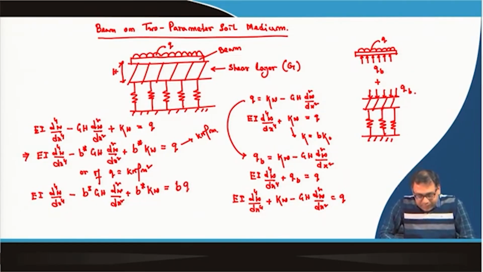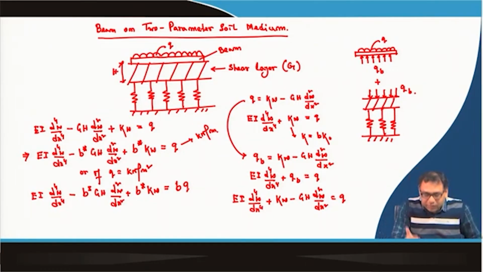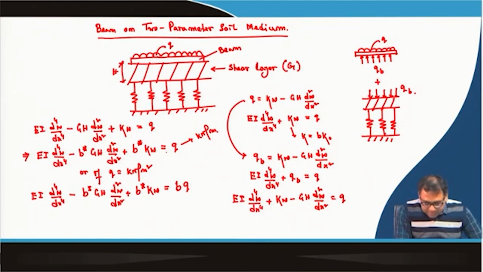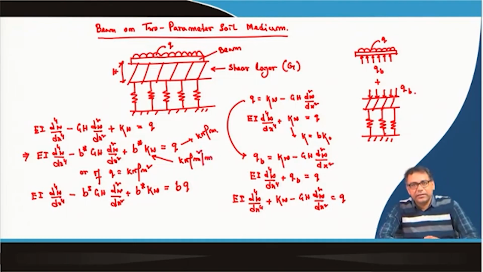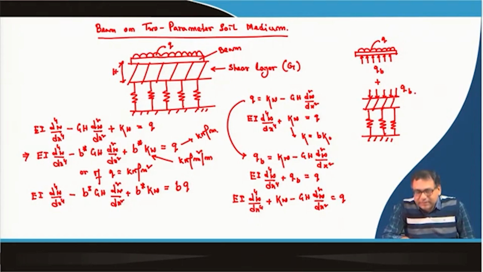Okay. If your Q is kilonewton per meter square... So, most of the cases Q is kilonewton per meter. So, in that case this is the equation. Now, this is the equation. So, here this K expression is kilonewton per meter square per meter, because in this, just look at this equation.